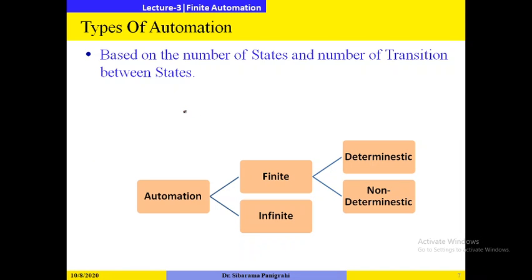The next topic, types of automata. Based on the number of states, meaning how many states are there in the automaton, and the number of transitions between the states, automata are broadly classified into two categories. One is finite automaton, another one is infinite automaton. Finite automaton means the number of states and transitions are countable or finite. Infinite automaton means the number of states and number of transitions are infinite.